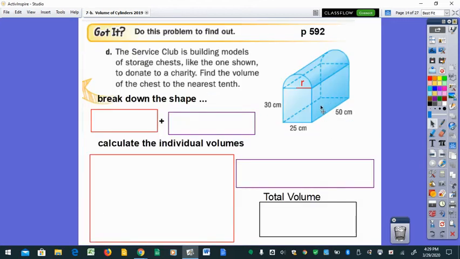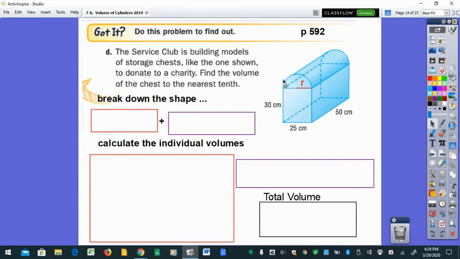So this one kind of reminds me of a mailbox in a way. And if you'll notice, we've got two shapes. The bottom shape, again, is a rectangular prism. It's not a cube this time. It's 30 centimeters high, 25 centimeters wide, and 50 centimeters long. So we're going to have to find the volume of that.